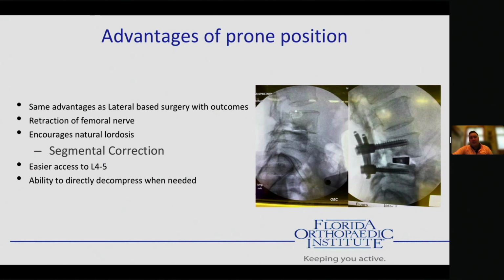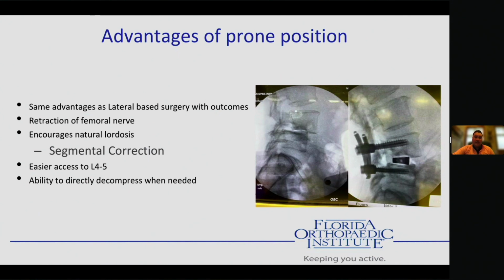But there's also some evidence that there's increased retraction posteriorly of the femoral nerve that allows us to place our cages more posteriorly and allows us to dock more posteriorly in those further zones closer to zone 3. And it also encourages more natural lordosis and allows for better segmental correction.